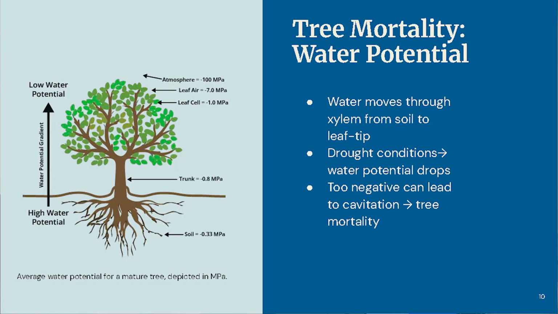Too negative of a water potential can lead to this cavitation like I was talking about, and basically the more negative your water potential is, the more drought stressed your plants are. So keep that in mind for the results that I'm going to share later down the line.